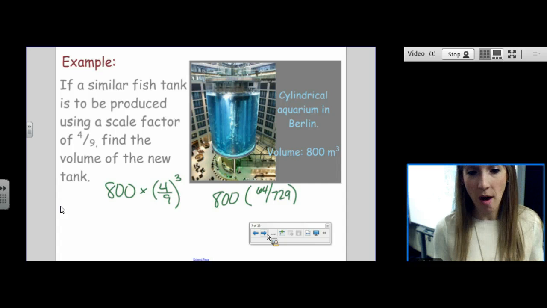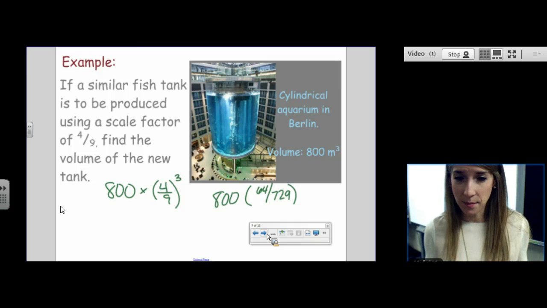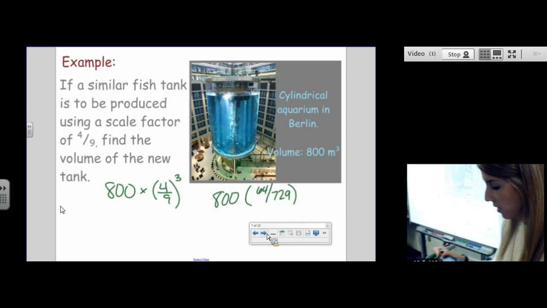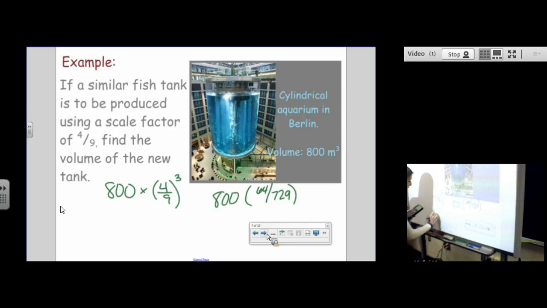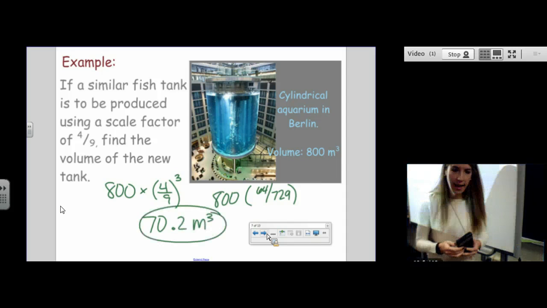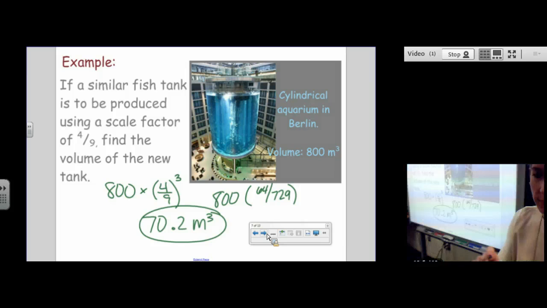So this is a problem where in the directions on a test, I would tell you to round it. I don't want your answer as a fraction because it doesn't really make sense, okay? So I'm getting, I hope you're getting the same thing, about 70.2 cubic meters. Yes, units are important. Yes, I want you to put your units. What questions can I answer about this problem?